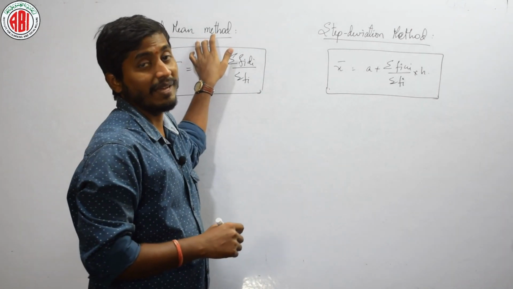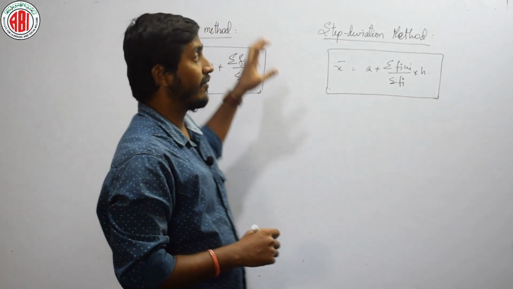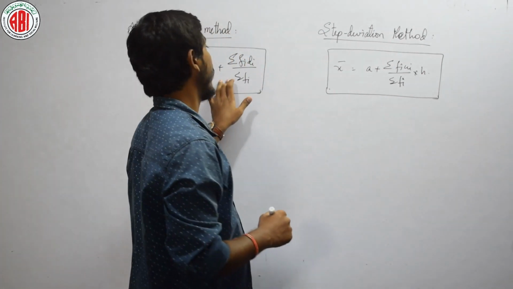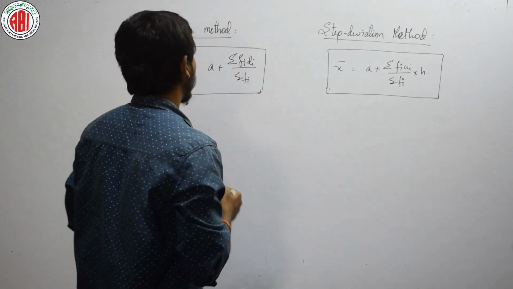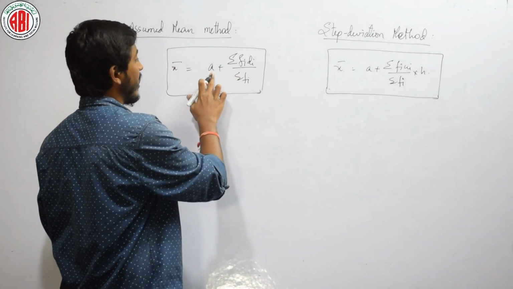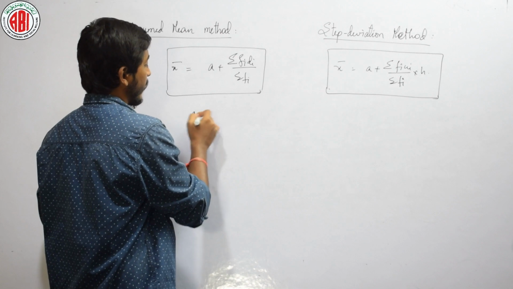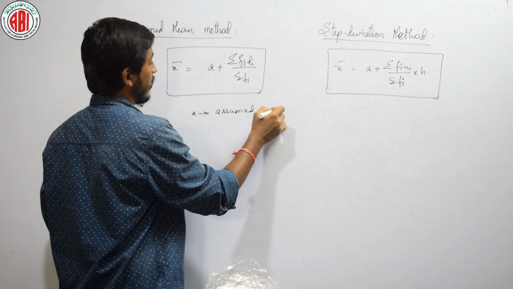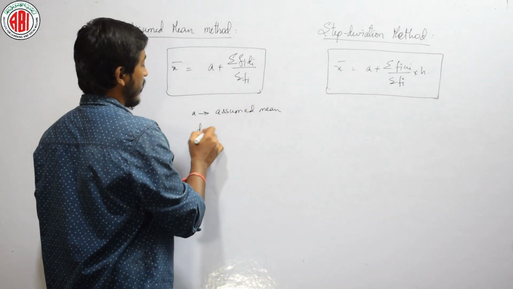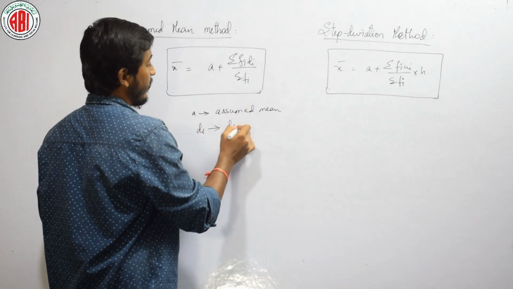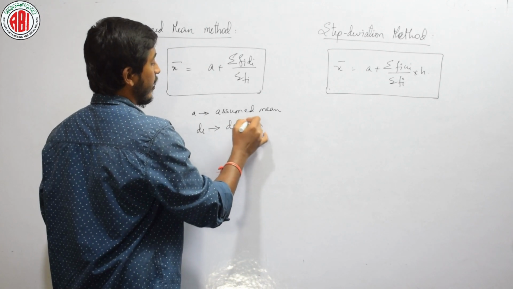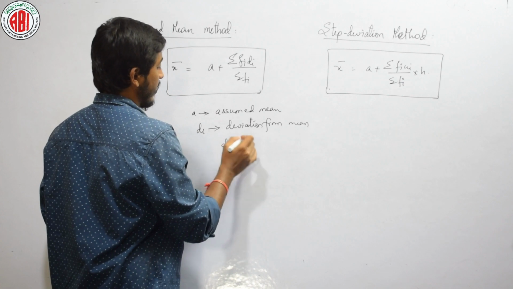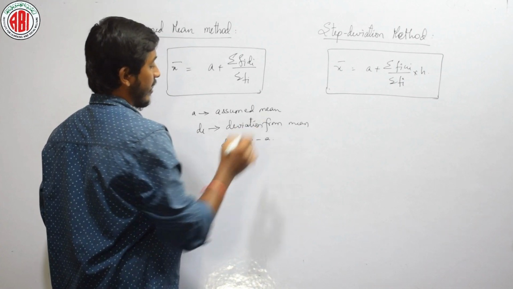What do you mean by the term assumed? Whatever table is given, we have to assume a particular mean and substitute it in this formula. This is also called the normal deviation method, where A is the assumed mean. What is di? di is the deviation from the mean, that is, di is written as xi minus A.